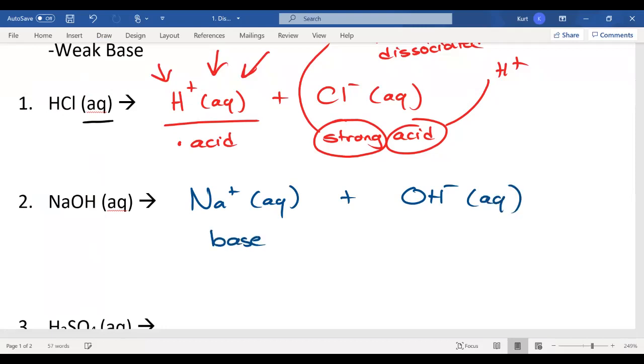Now, it did completely dissociate. When I say completely dissociate, here's what is meant by that. This right here means that it is a base. So let's put that over here. The fact that there's hydroxide means that it is a base. Take a look at that. Is sodium a monatomic ion or a polyatomic ion? It's monatomic. Monatomic means there's only one atom. This means that it is a strong base.